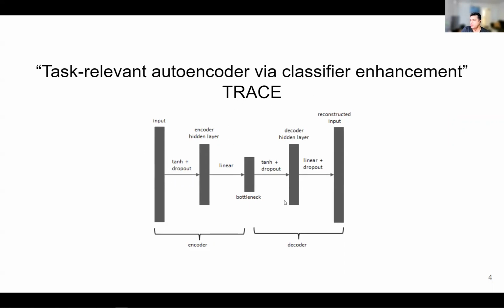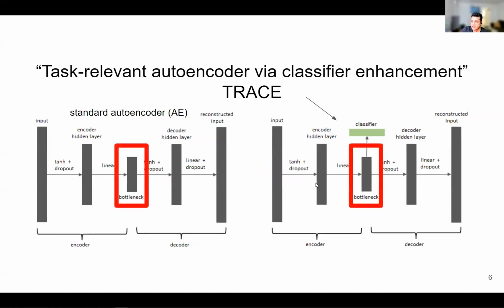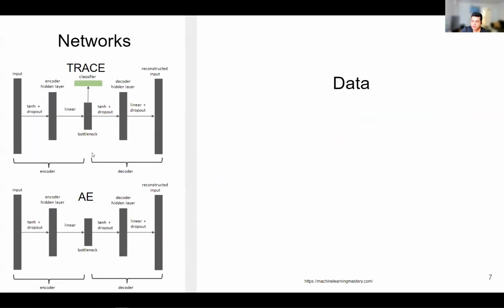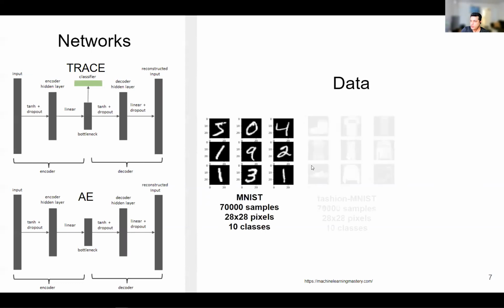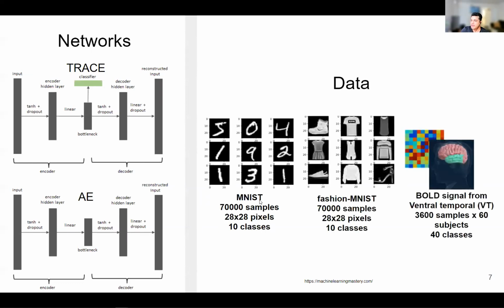That is basically an autoencoder, except you are attaching a classifier to the bottleneck to ensure that the encoded features in the bottleneck are task-relevant information. So we have two networks, and we are increasing the dimensionality of the bottleneck from 2 to 1500, and we are looking at how the behavior of these networks changes as a result of change in the bottleneck dimensions. We have two networks, TRACE and autoencoder, and we have three data sets, MNIST and Fashion MNIST, that are very commonly used in benchmarking deep learning models.